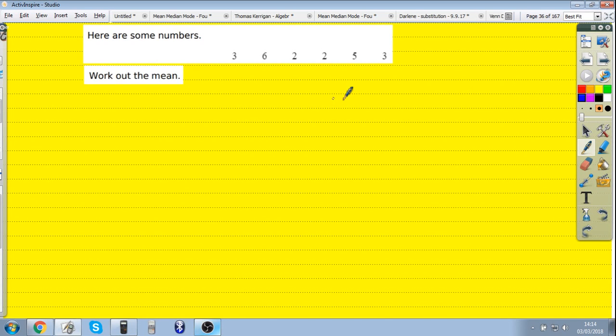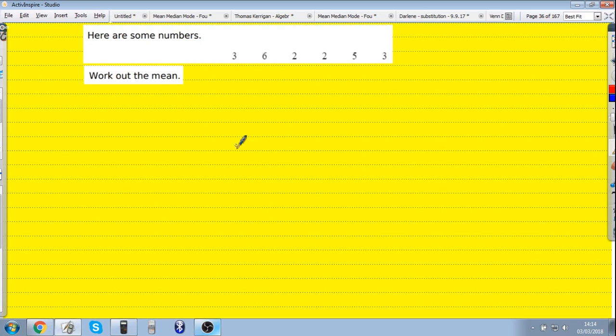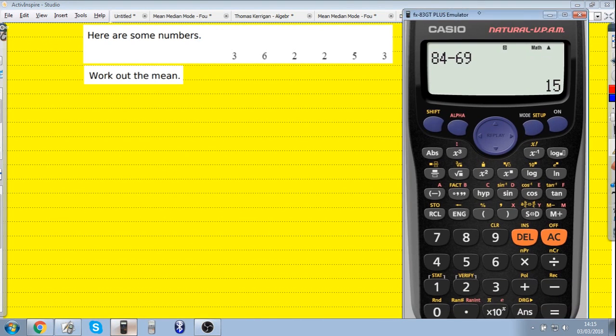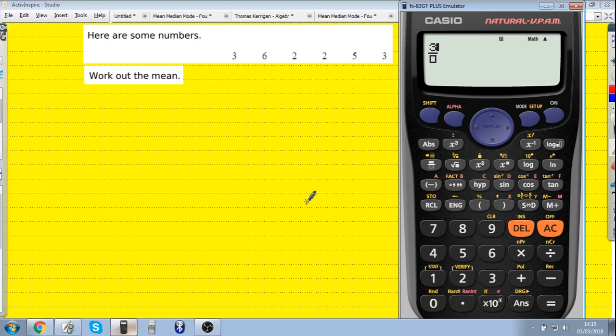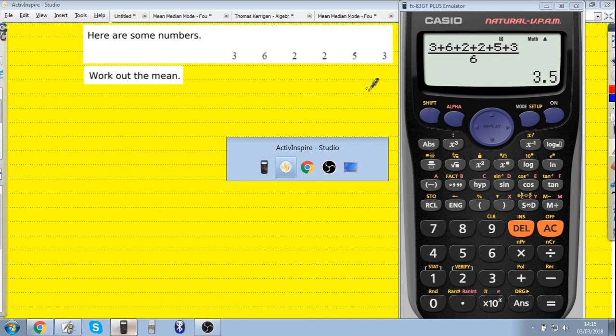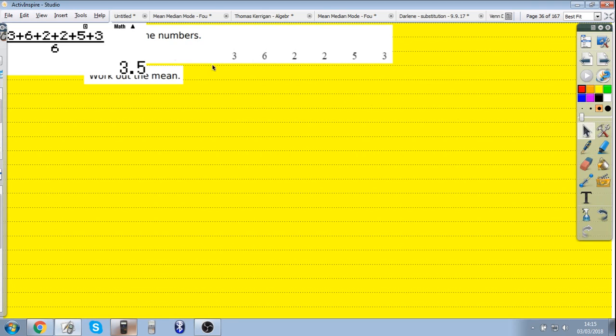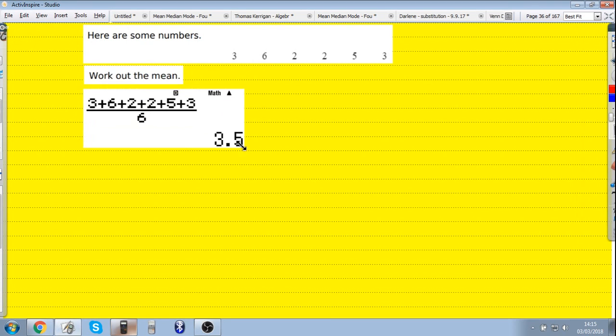Okay, mean. How do you find the mean of these numbers? You have to add them up and then divide it by the amount of numbers there is. Yep. So we'll just do 1 for the sake of it. So 3 plus 6 plus 2 plus 2 plus 5 plus 3. And what am I dividing by? 6. And so that is 3.5. Right. So that's mean. And I remember that because it's mean. It's bad having to add up them all and do that.